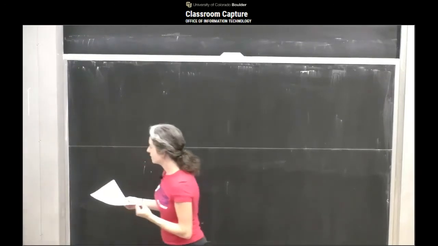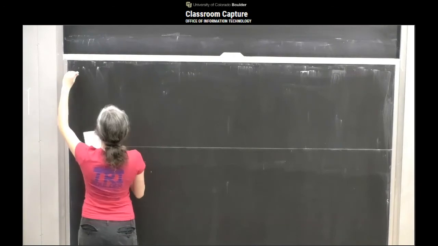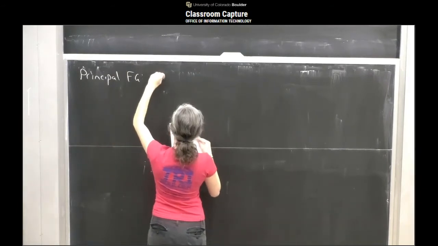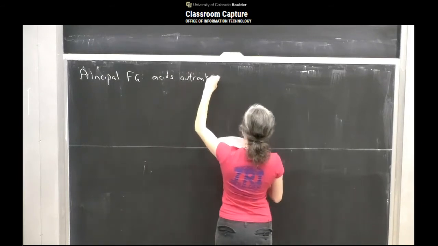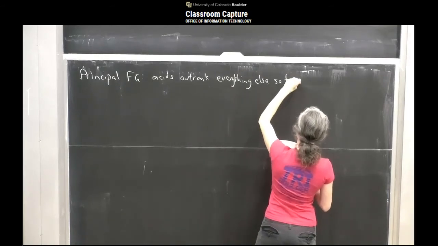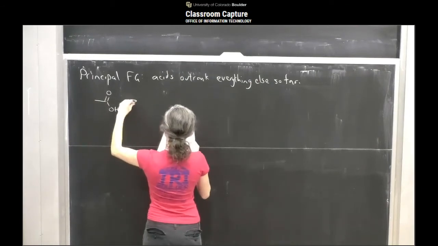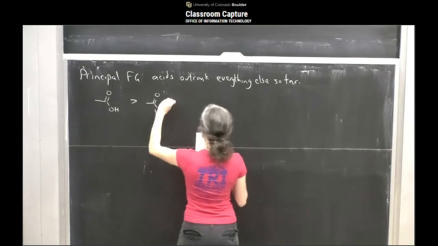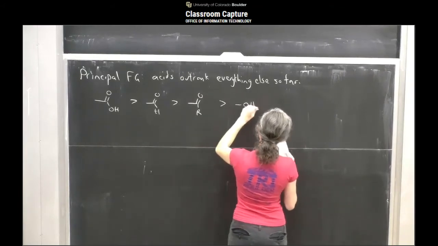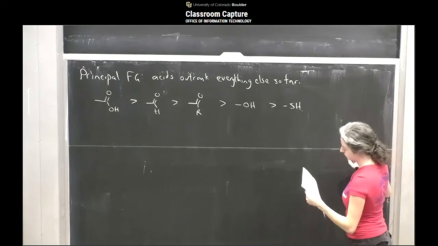All right, so in terms of principal functional group ranking, carboxylic acids outrank everything we've seen so far. They take priority over aldehydes, which take priority over ketones, which take priority over alcohols, which take priority over thiols. Okay.